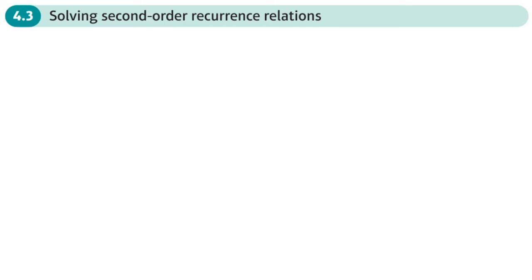So this is the third section of chapter 4 on recurrence relations, and here we're going to be looking at solving a second order recurrence relation. Now, solving a second order recurrence relation is finding this closed form. So that means the same thing.